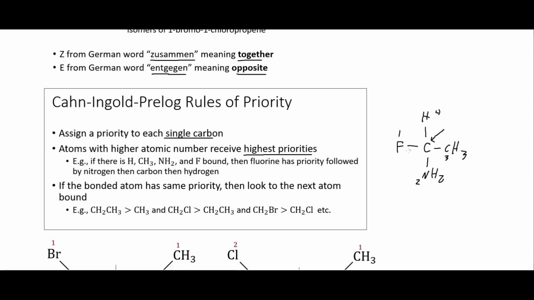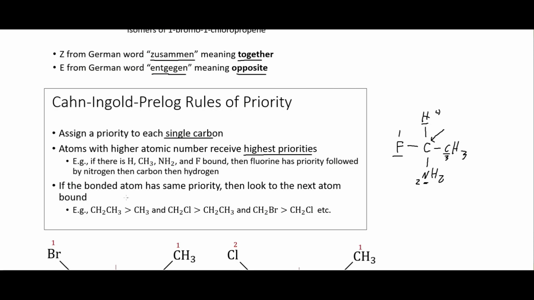So right now we're just looking at the fact that fluorine is a higher priority because it has a higher atomic number than nitrogen, but that's the second highest priority because nitrogen has a higher atomic number than carbon, which is the third because it has a higher atomic number than hydrogen here.